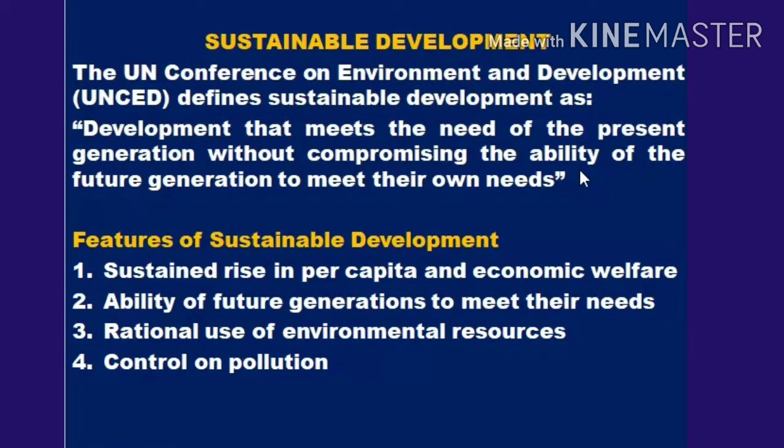Control on pollution. Sustainable development targets that inefficiencies arising from pollution should be corrected. This is in order to enhance the natural and built environment in ways that are compatible with the conservation of natural assets for better quality of life for future generations.